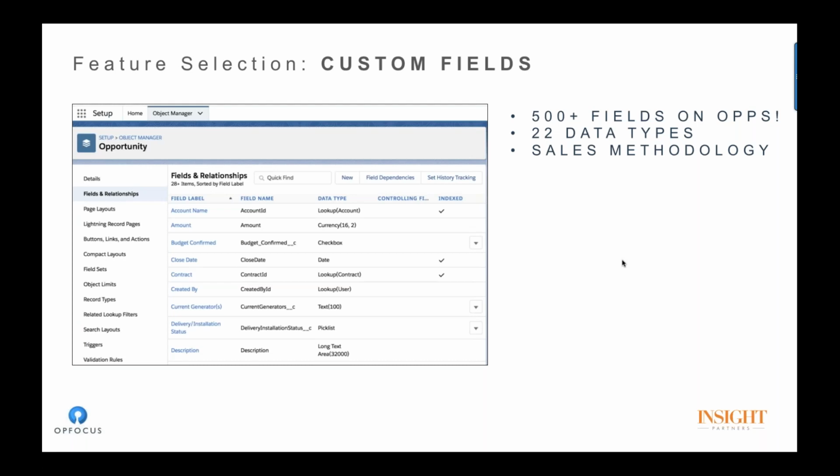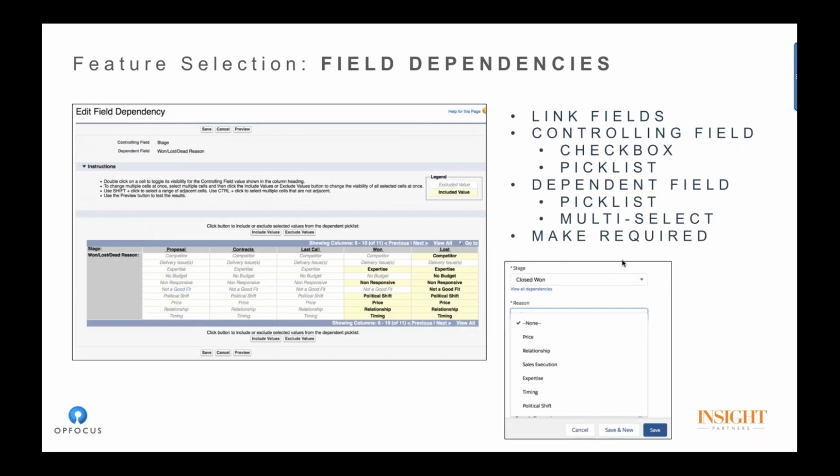If you have the Unlimited Edition of Salesforce, you can actually have 800 custom fields per object. This is how we build out sales methodology, and quite often we're adding 100 fields or more to support a variation of a sales methodology. Once we create custom fields, another common thing to do is to create field dependencies.